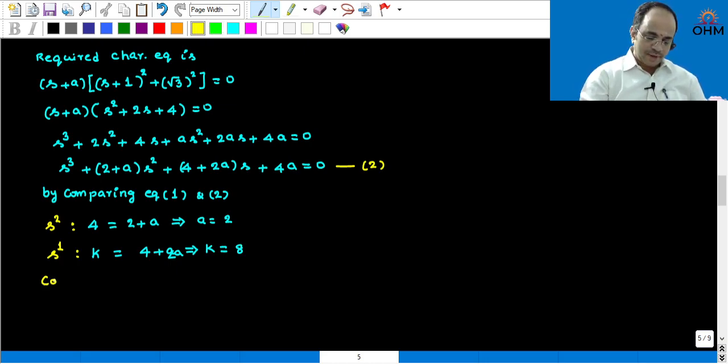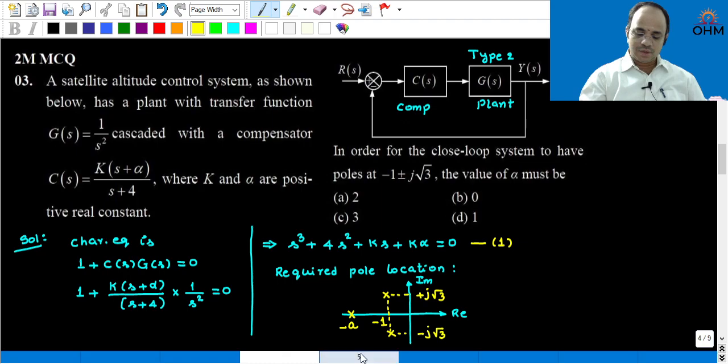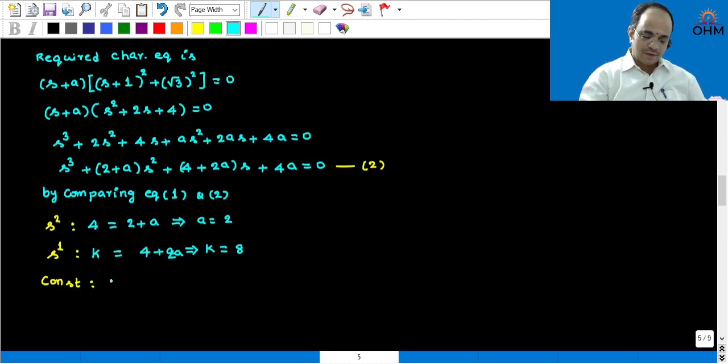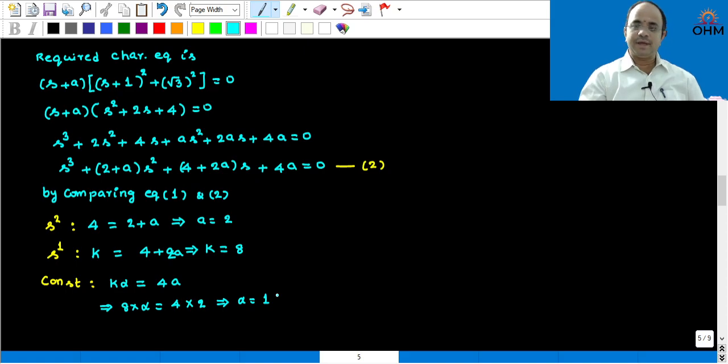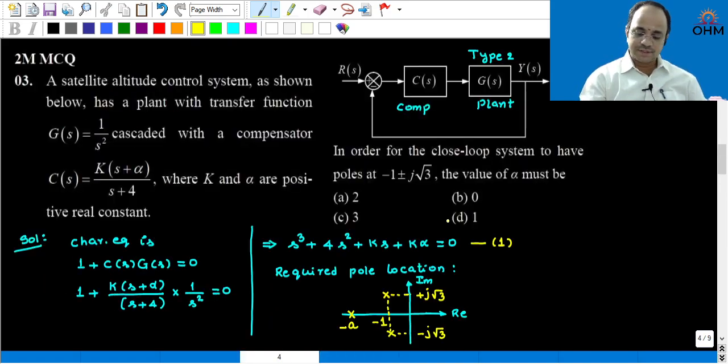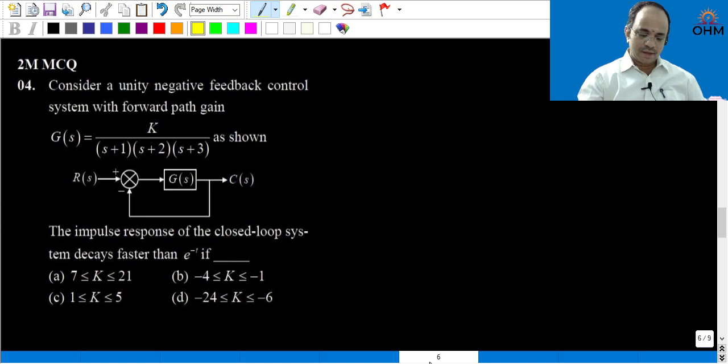Now, if you compare the constant terms, in equation number 1 the constant is K into alpha, in equation number 2 the constant is 4 into A. Therefore, the K value we got is 8, so 8 into alpha is equal to 4 into A, where the A value is 2. Then the answer will be 8 by 8, that is 1. So, with this calculation, the correct answer for the given question is option D. It is simply 1.